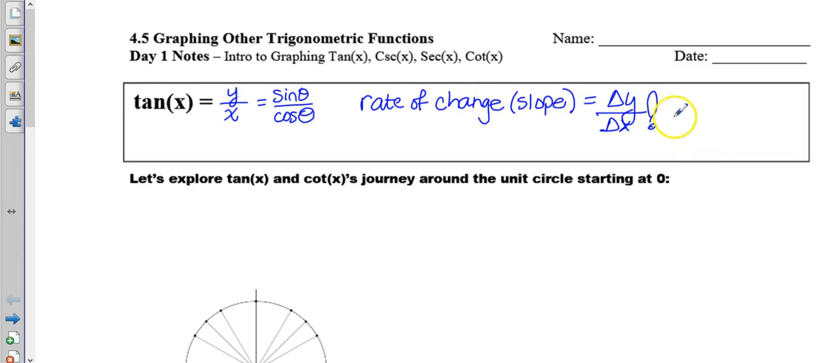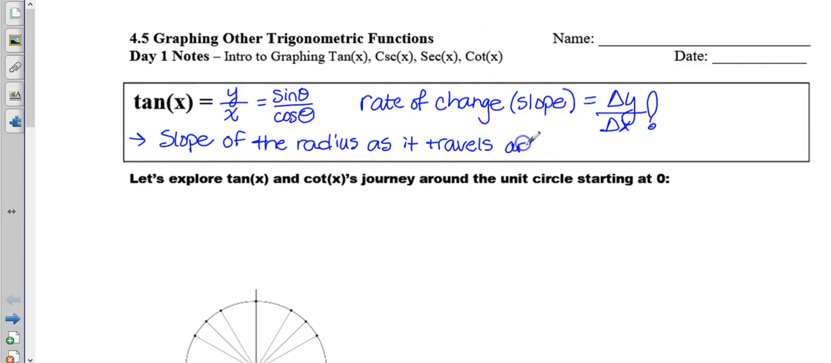So really, as you're calculating tangent, you are actually finding the slope of the radius as it travels around the unit circle. This is the key.